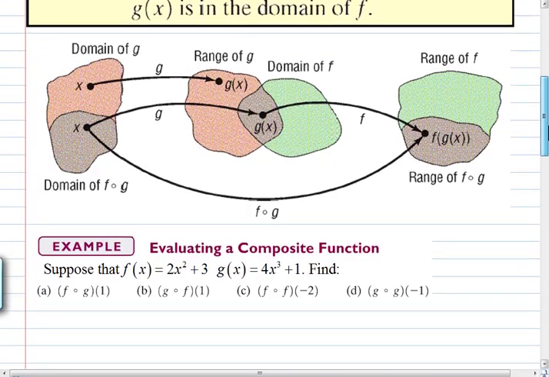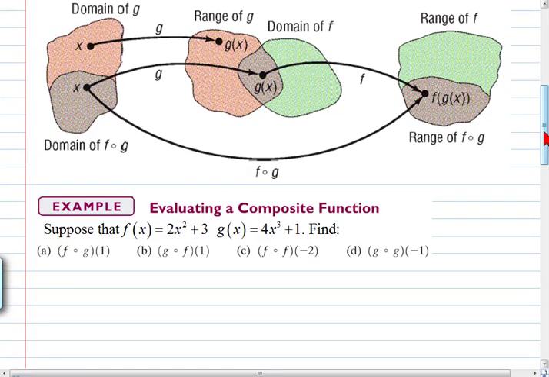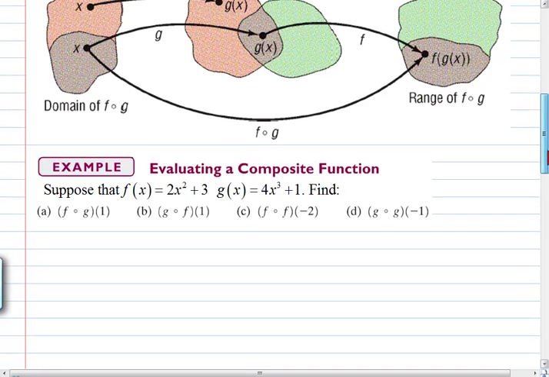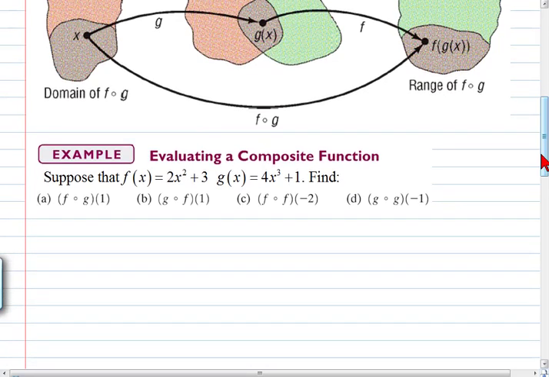So let's look at an example here, evaluating a composite function. You should have seen this before in high school, so this part should be review. If it's not, speak up quickly and let me know. So remember, we name our functions for the same reason we name our children, so we know which one we're talking about. So here, f of x is the function that squares something, multiplies that result by 2, and then adds 3. G says we're going to cube something, multiply that result by 4, and then add 1.